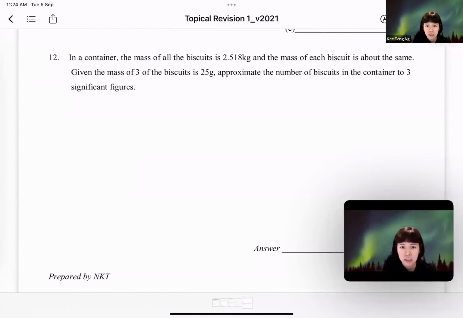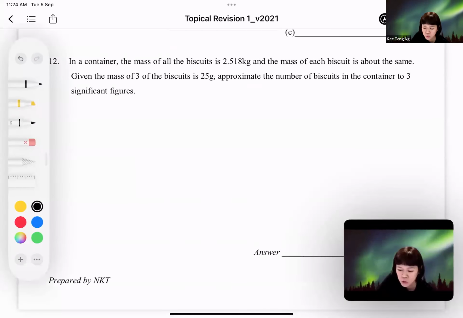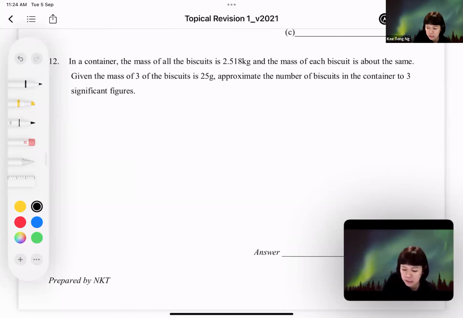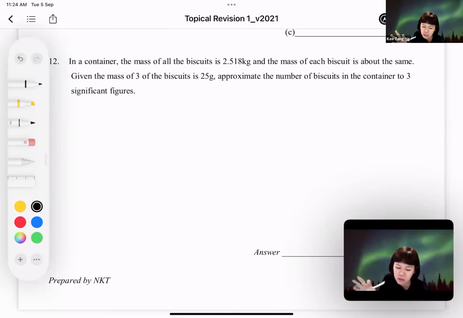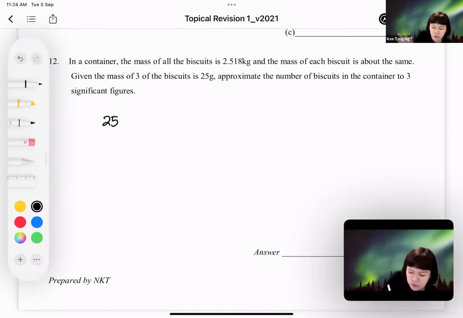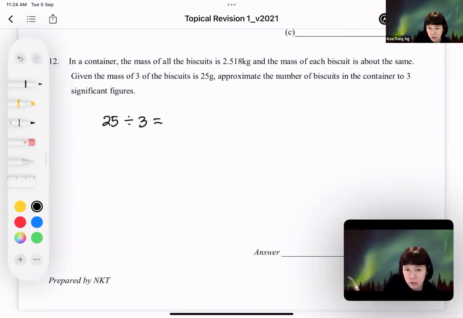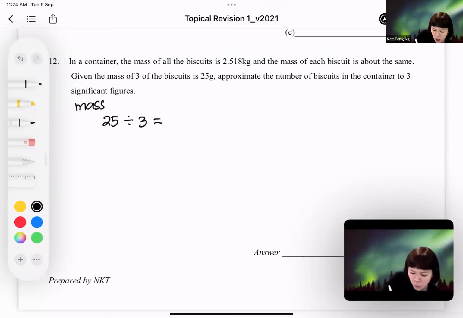In the container, the mass of all the biscuits is 2.518 kg and the mass of each biscuit is about the same. So the mass of 3 of them is about 25. So how many biscuits are there in total inside? Given that the mass of 3 biscuits is 25, I round it off. I divide by 3 to find the approximate mass of 1 biscuit.